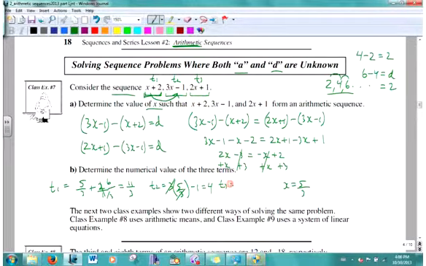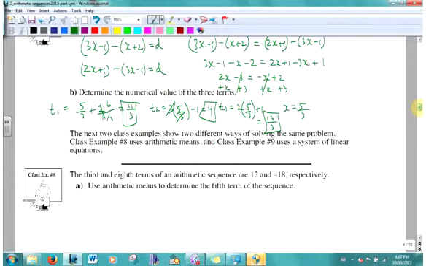Third term is 2x plus 1. 2x plus 1 is 10/3 plus 1. 1 is 3/3. What's 10/3 and 3/3? 13/3. Okay? So, take a little shortcut there. Alright, that's the 3 terms: 11/3, 4, 13/3. Not a real pretty sequence, but it is an arithmetic sequence nonetheless. Okay?